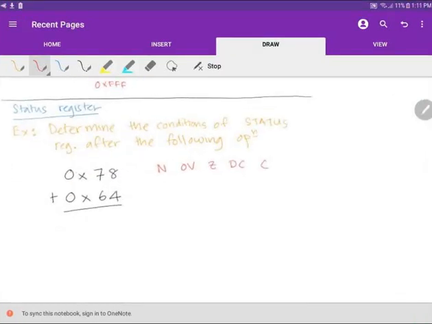These are some of the favorite questions in test 1. They will ask you to determine the condition of the status register. Here we have a simple addition. Determine the condition of the status register after the following operation: hex 78 plus hex 64. We don't need to convert this into binary. You can actually solve this straight away in hex.